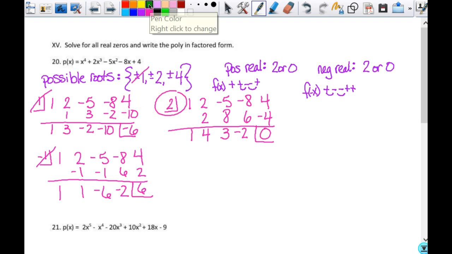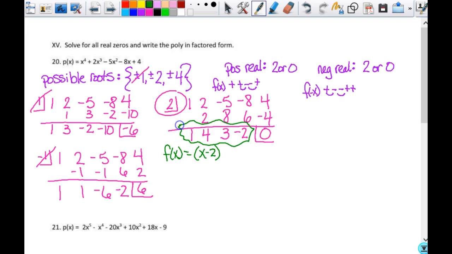So at this point, what I have is that f of x is equal to x minus 2, since 2 is a root, times this right here, my depressed polynomial, or the coefficients of it anyway. Now I started with a 4th degree, so that means this is my cubed term, so x cubed plus 4x squared plus 3x minus 2. That's what I have at this point. Now, I can't factor that, so I'm going to continue on trying my roots.